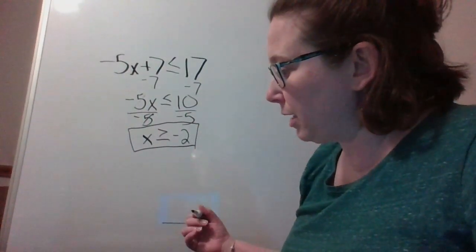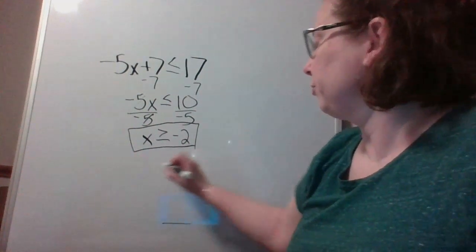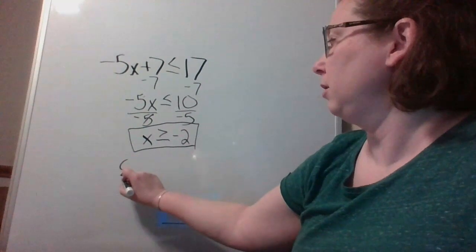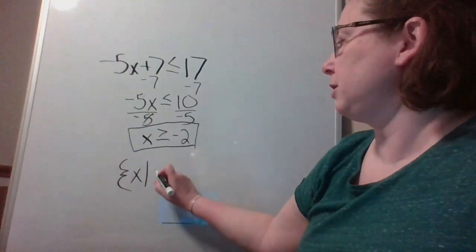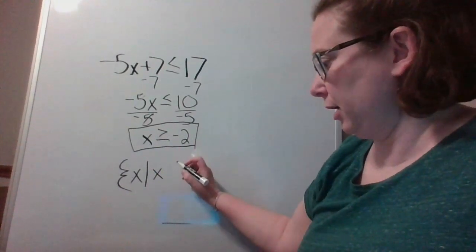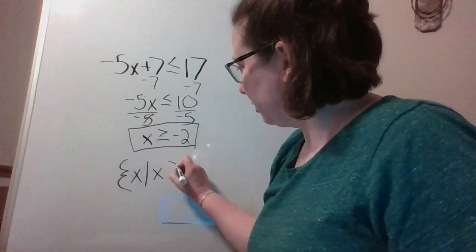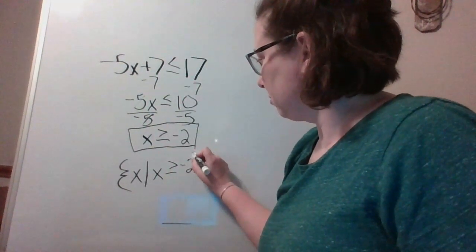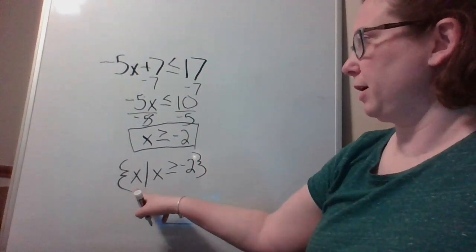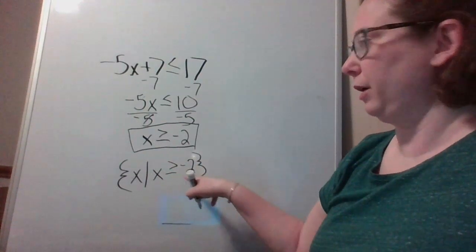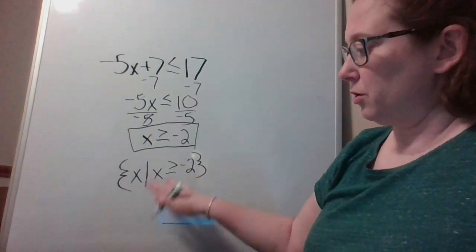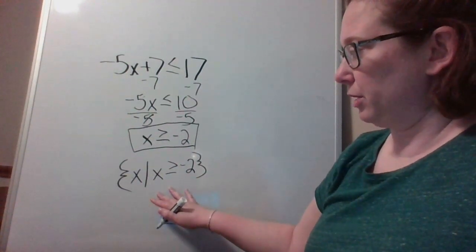So we're going to say all real numbers x such that x is greater than or equal to -2. All real numbers x such that x is greater than or equal to -2. That's enough for this solution. So that is how you would write this in set builder notation.